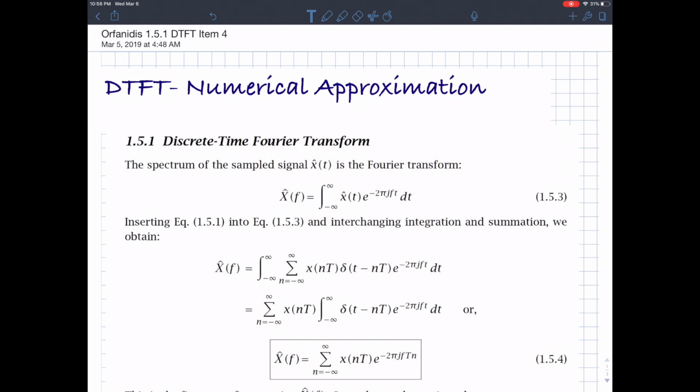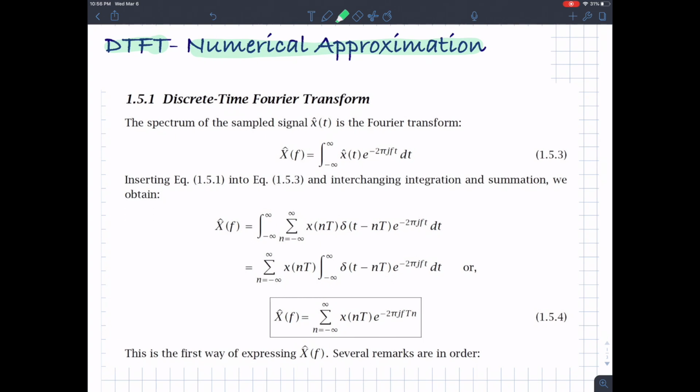Okay, we've been walking through some coverage of the discrete time Fourier transform and looking at properties and the way to interpret this and how it relates back to sampling theory. The next item on the list from section 1.5.1 is looking at the discrete time Fourier transform from the viewpoint that it's a numerical approximation to the regular continuous time Fourier transform. Okay, so this is where he starts.